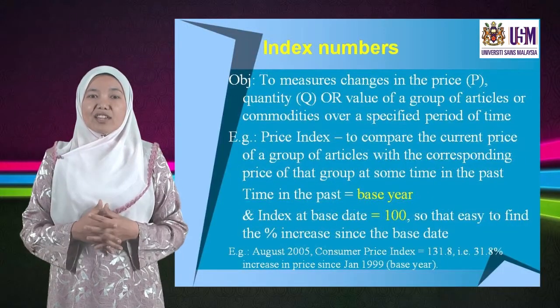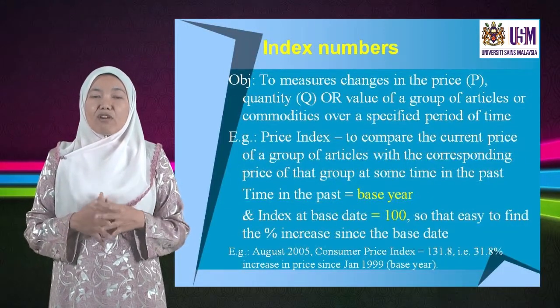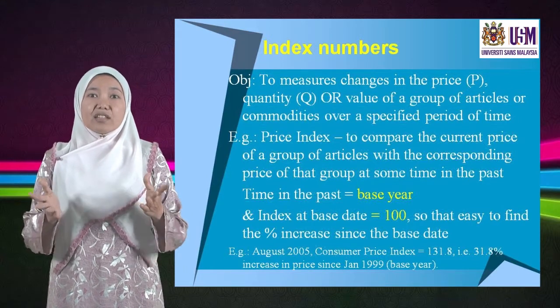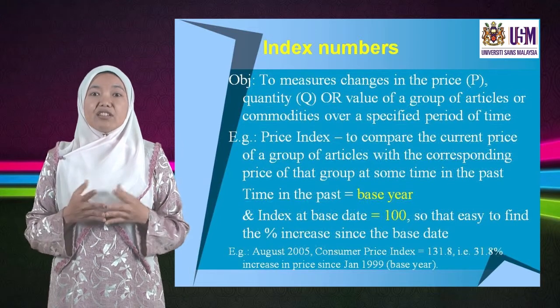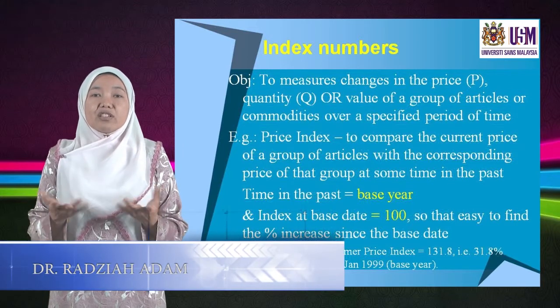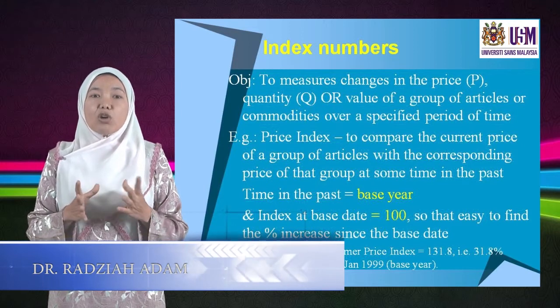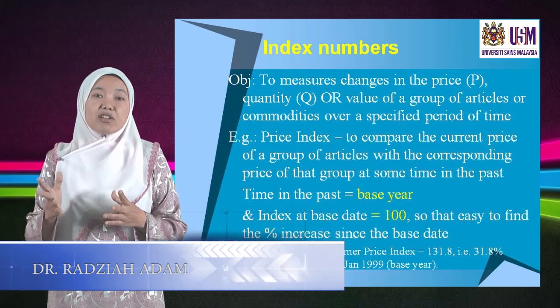So now we are looking at the definition of index number. What is an index number? An index number is used to measure changes in price, or changes in quantity, or changes in the value of a group of articles or commodities over a specific period of time.